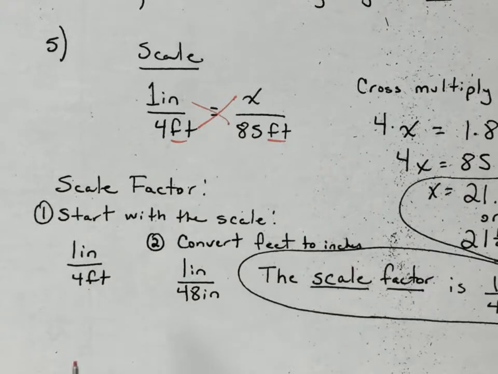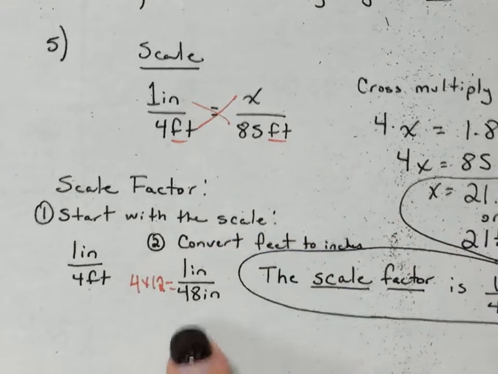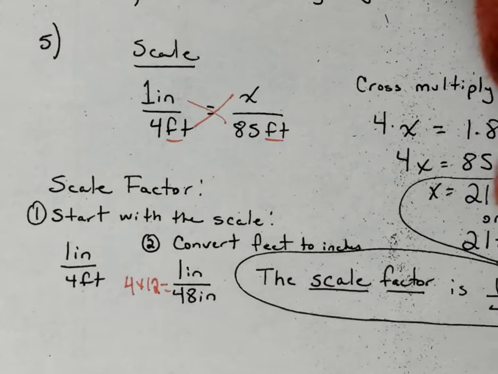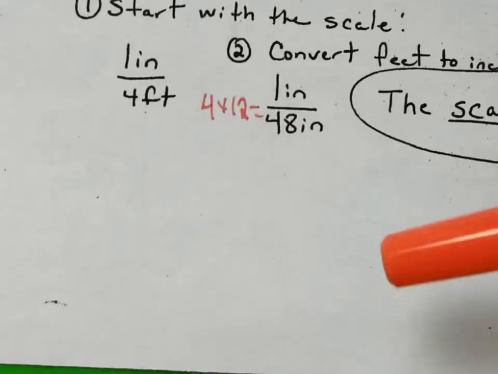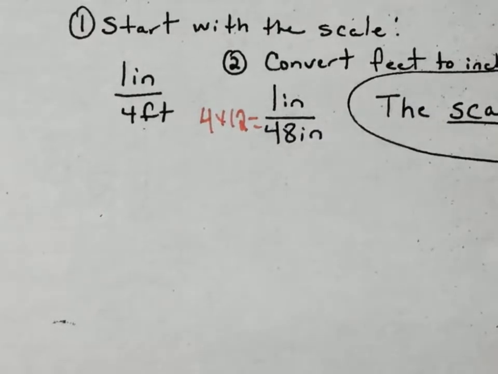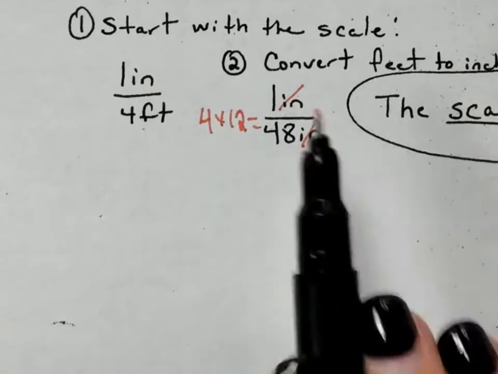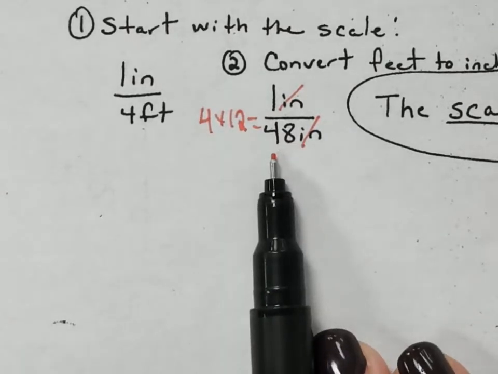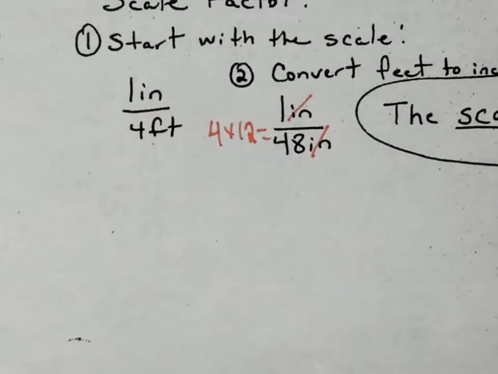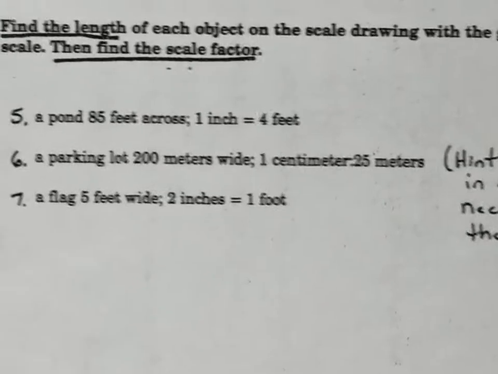So I know that how many inches are in 1 foot? 12. So I do 4 times 12, which gives me 48 inches. So then I have 1 inch over 48 inches. My units are the same, so I can cancel those inches, and my scale factor is simply just 1 over 48. So that's what we're doing for number 6 and number 7. We're finding our length, and then we're also finding the scale factor.